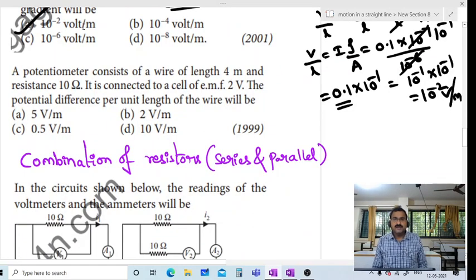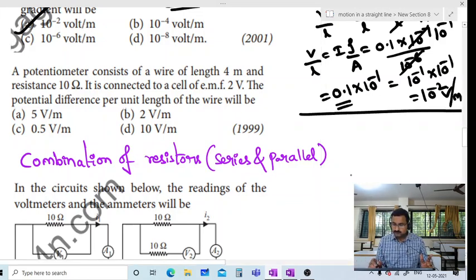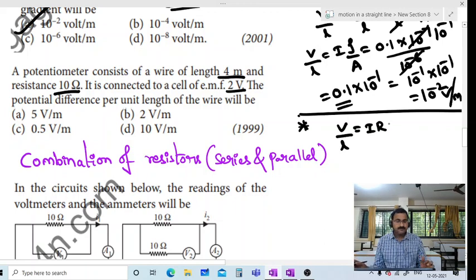Next, a potentiometer consists of a wire of length 4 meter and resistance 10 ohm connected to a cell of EMF 2 volt. The potential difference per unit length of the wire. This is also the same model only. See that one. What have they given in the problem? Length 4 meter, resistance and EMF. So V by L is equal to, what is the formula I wrote there? I into R only. V by L is equal to IR only.